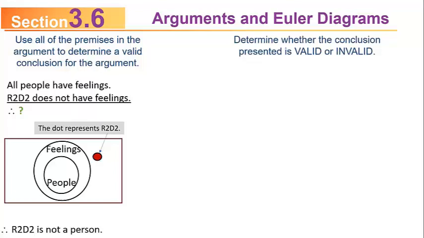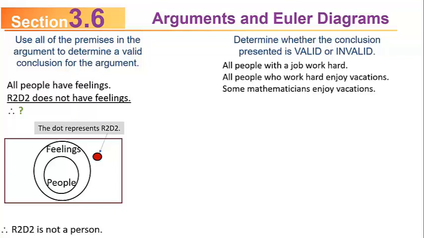How about this? Determine whether the conclusion presented is valid or invalid. All people with a job work hard. All people who work hard enjoy vacations. Some mathematicians enjoy vacations.